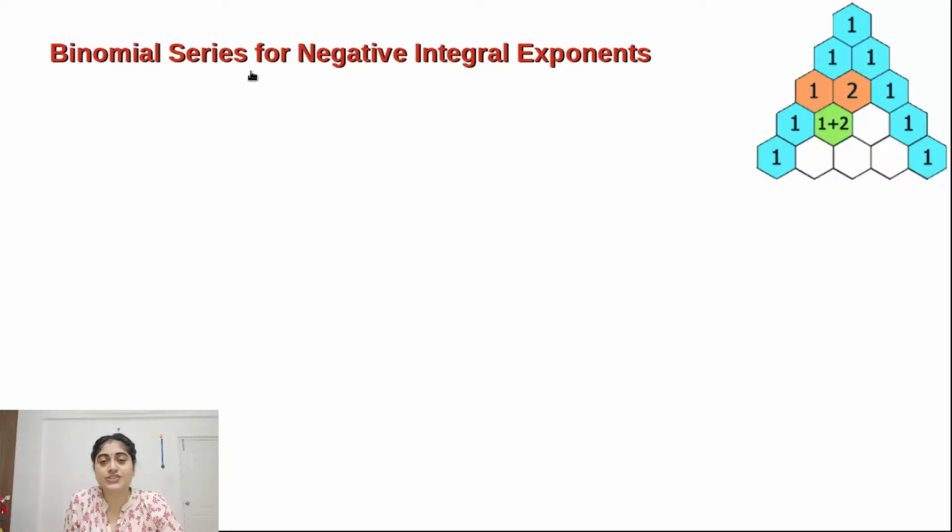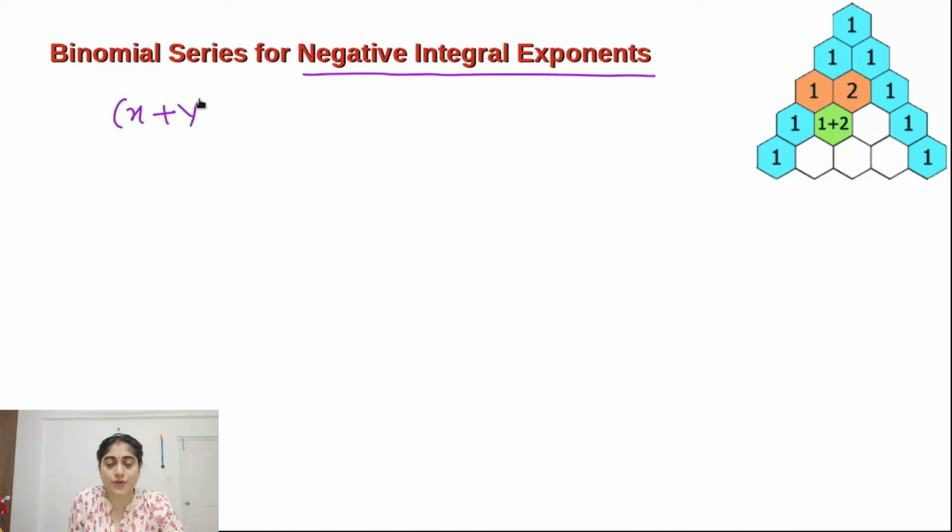Okay, let's start to learn. So, binomial series for negative integral exponent. Previously we have seen (x + y)^n, but if we write it like (x + y)^(-n), how can we expand that?